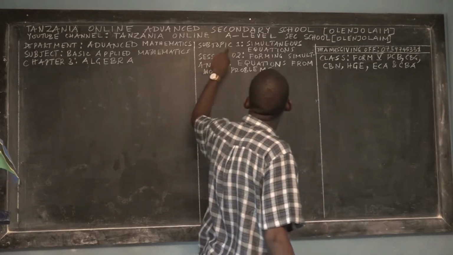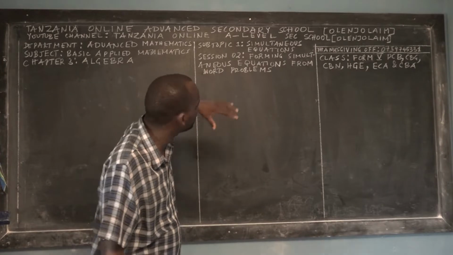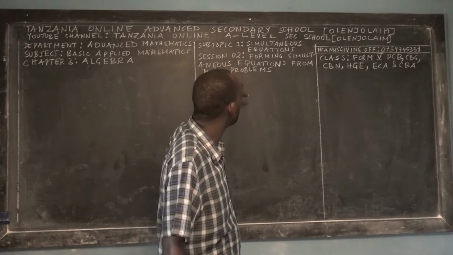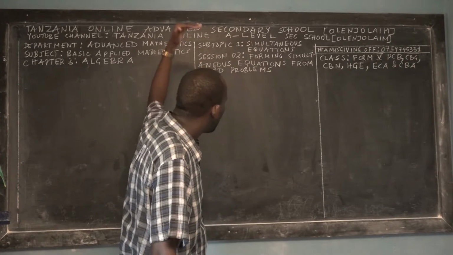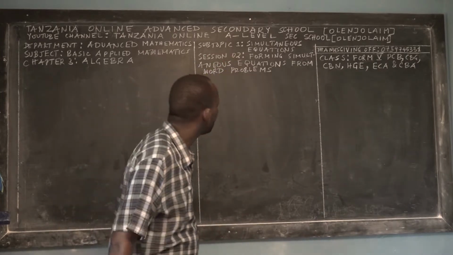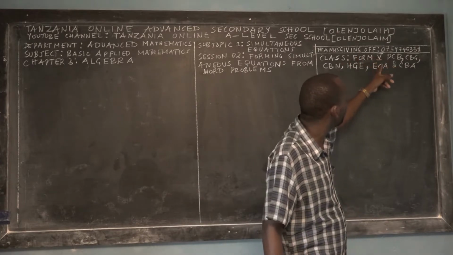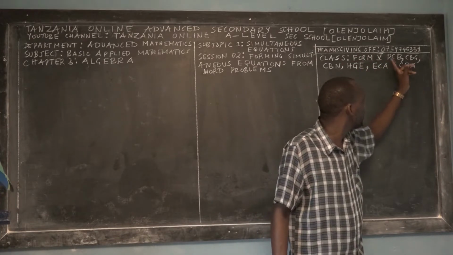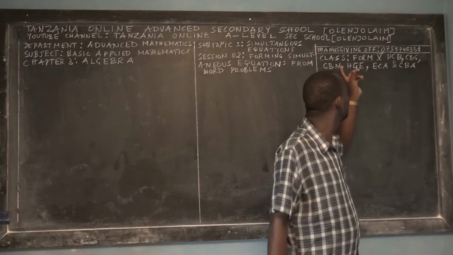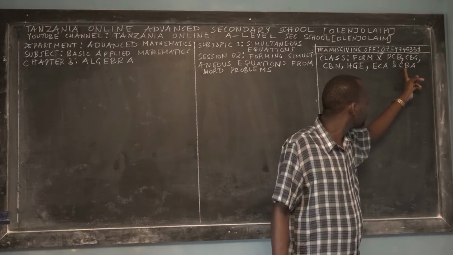And then we are in subtopic 1. We have some subtopics that we have listed. This is simultaneous equations, and this is session 2. I'm going to teach you how you can form simultaneous equations from wordy problems. Stay connected. This is for Pre-Form 5, Form 5 or Form 6, in PCB, CBG, CBN, HGE, ECA, and even CBA.